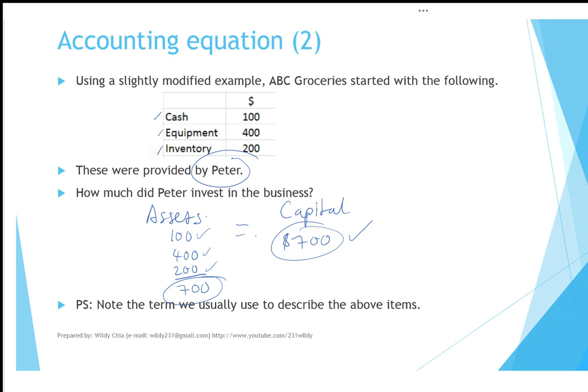Right? So now you have noticed that there are two terms that we have used, and one of them is assets. That's basically whatever is owned by the business, provided by the owner. Capital is anything provided by the owner. It can be cash, it can be equipment, it can be anything.